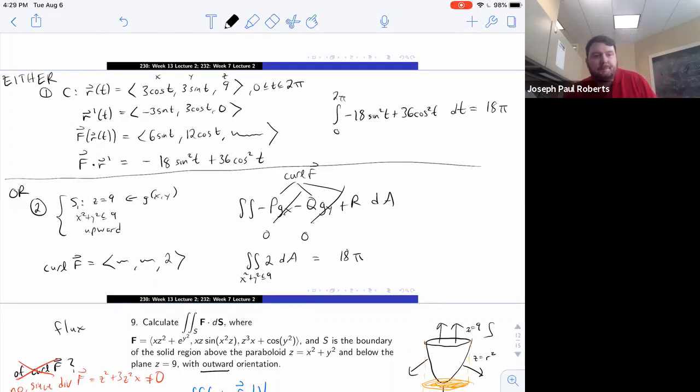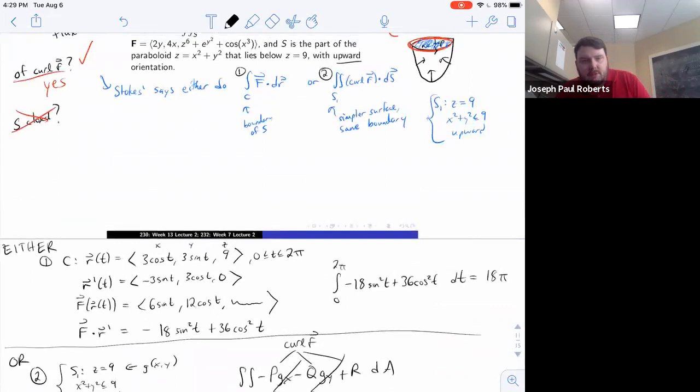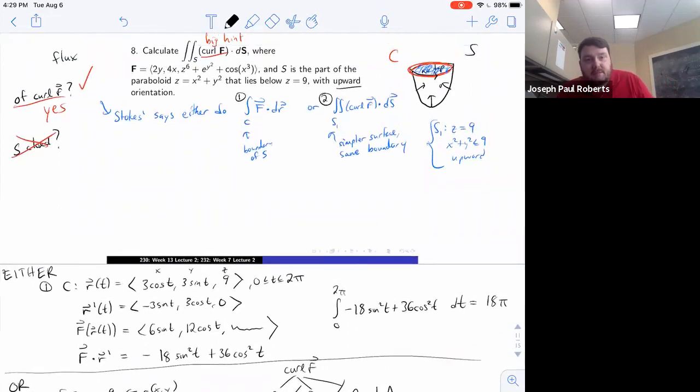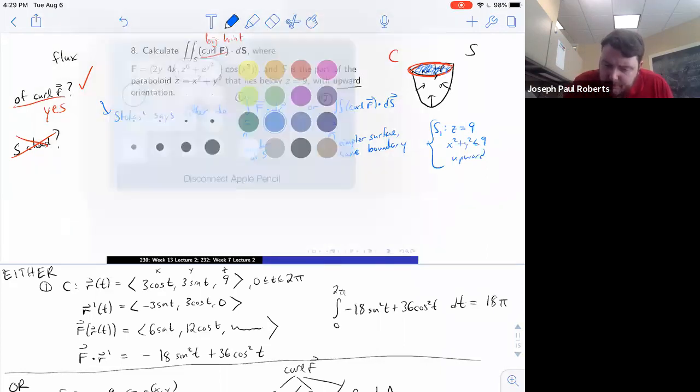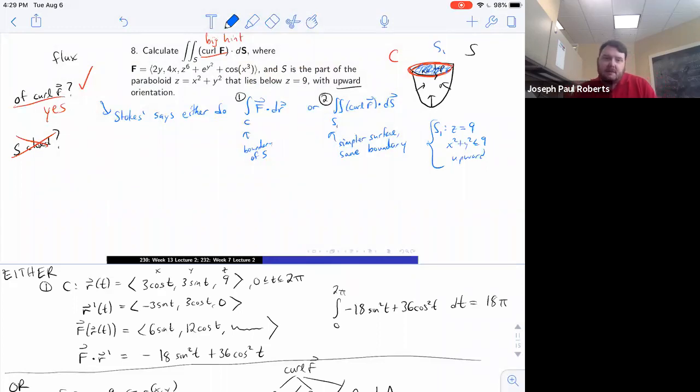It's up to you which you want to do. Stokes says that for the flux of curl F, you could either do the work of F on the boundary curve or the flux of curl F across any surface with that same boundary curve. So screw that paraboloid piece. Let's morph that paraboloid piece up into the flat plane S1. And that was our last question.